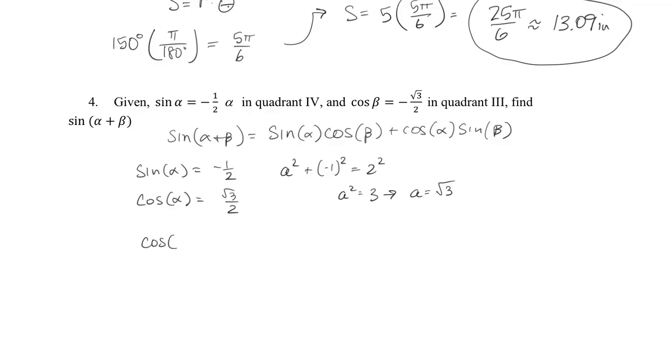If we know that cosine of beta is equal to negative square root of 3 over 2, then again, right triangle trigonometry, this could be the adjacent length over the hypotenuse. So we need to find the opposite length. We'll still do Pythagorean theorem.